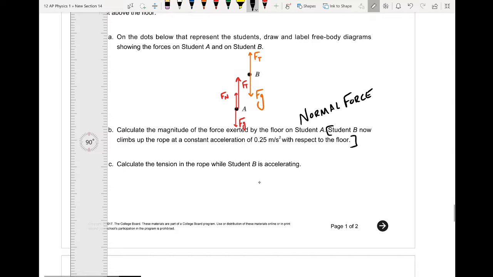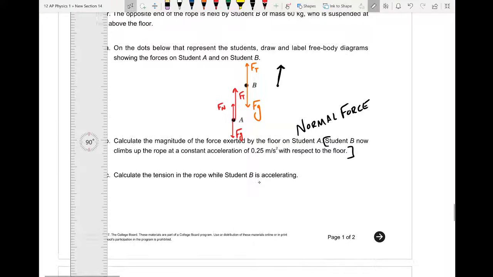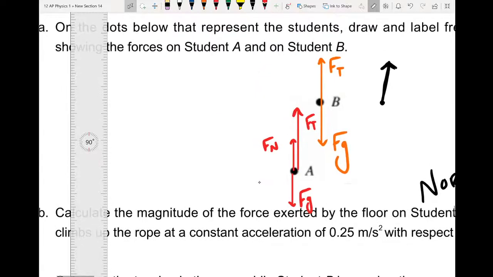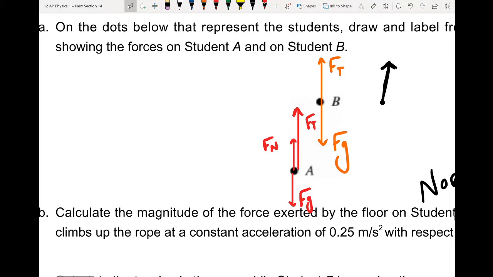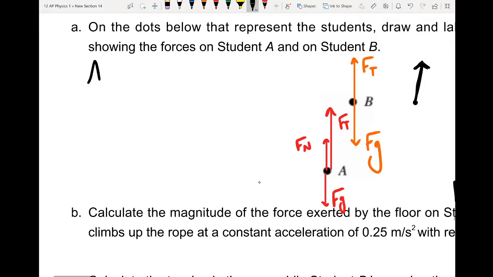I changed it on the Google form. So student B is accelerating upwards, which means that there is a net force in this system, and we want to use this information to figure out what the normal force on student A is. So what we're going to do is use our equations over here to write out Newton's second law for both student A and student B, and then use those to our advantage.